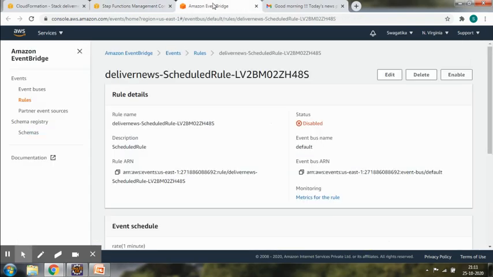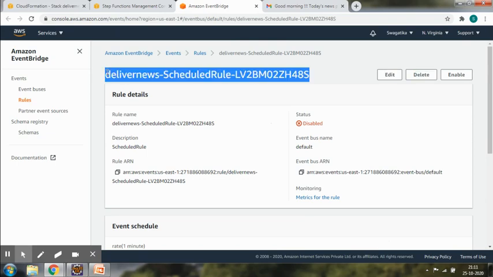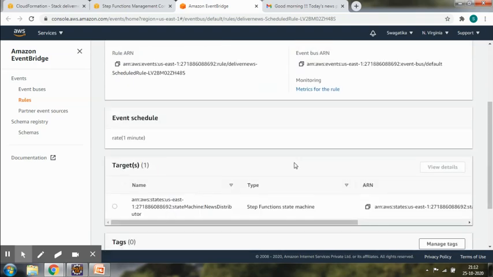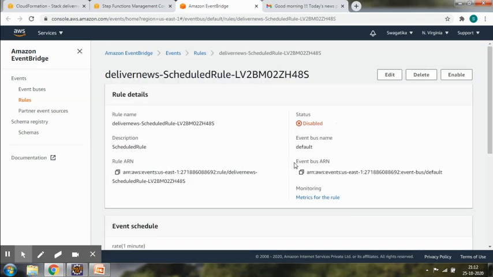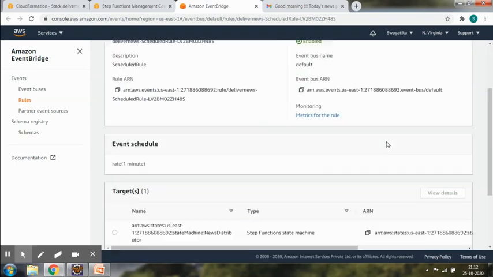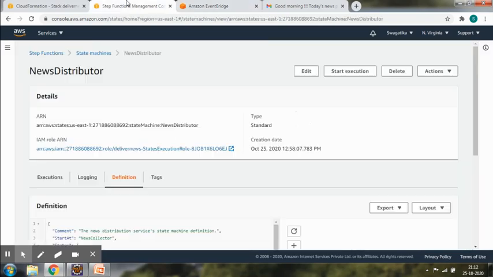Now let's look at the scheduler. This is the scheduler. Okay, for demo purposes, I have kept the rate as 1 minute. So on a minute basis, it will execute the complete step which I just explained, and it will send the attachment to my registered Kindle device. Okay, let's enable this rule for now. So the rule is enabled.